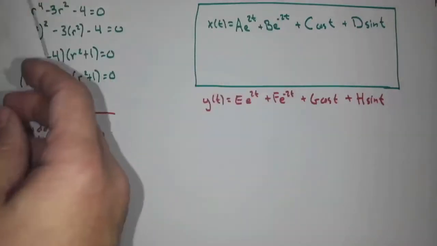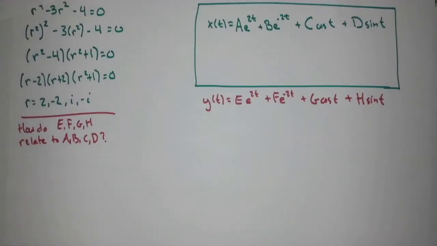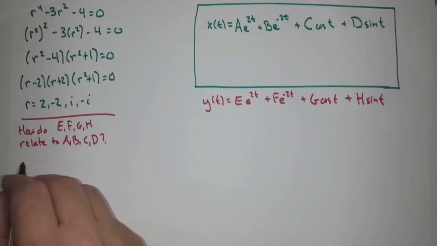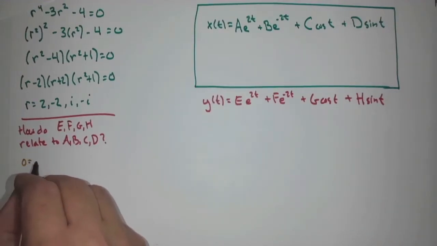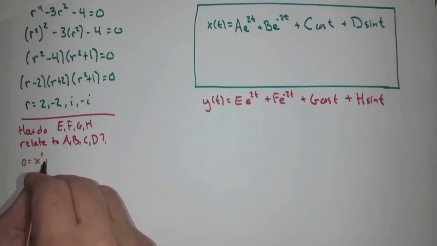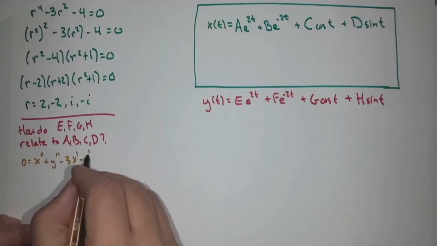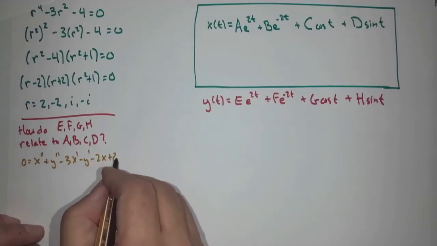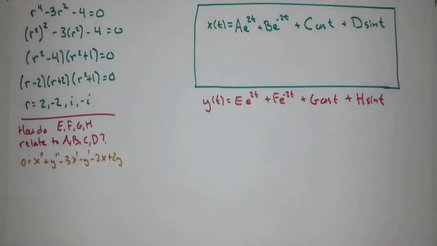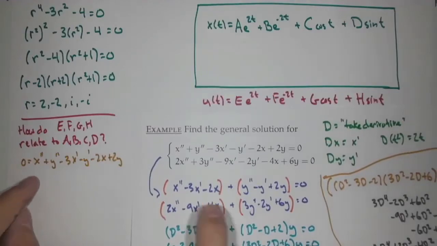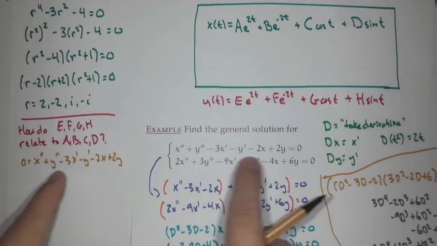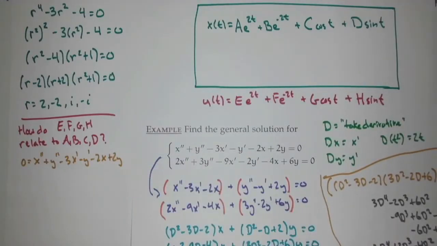Okay, so I'm going to copy that top equation. You can just trust me. So x double prime plus y double prime minus 3x prime minus y prime minus 2x plus 2y. And if you don't trust me, I'll just put it side by side. All right.